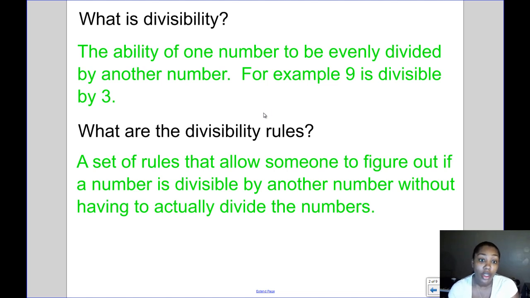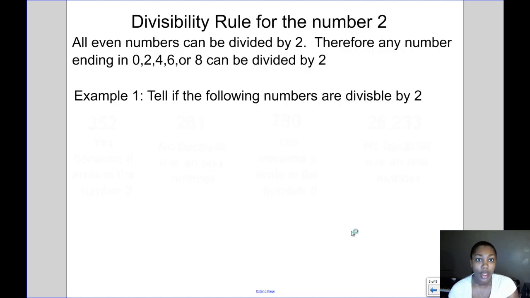What are the divisibility rules? It's a set of rules that allow someone to figure out if a number is divisible by another number without having to actually divide the number. So it's really kind of like a shortcut. So let's look at some of the divisibility rules.